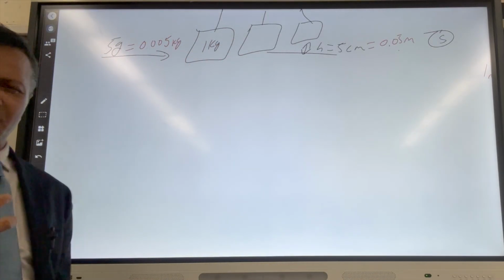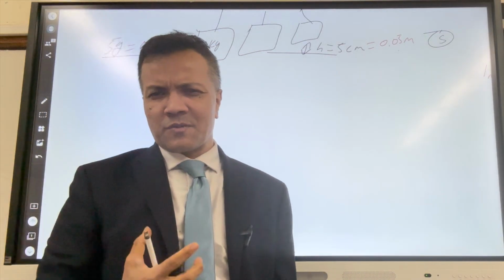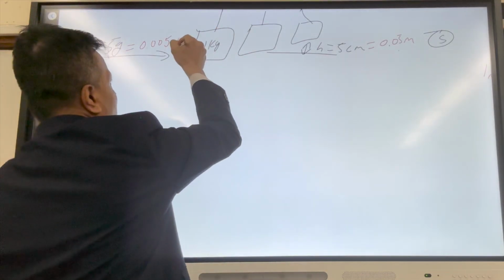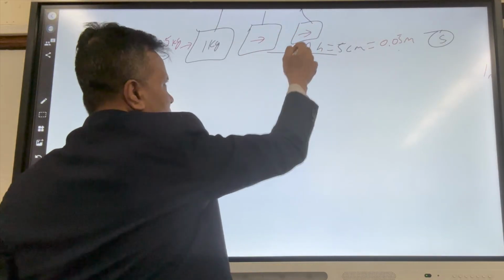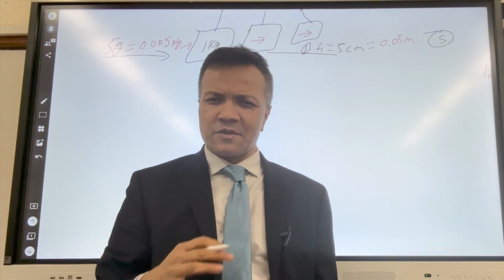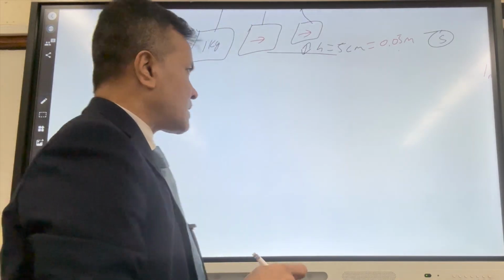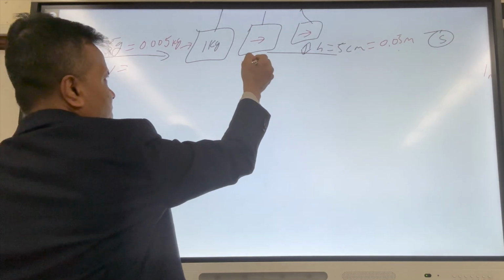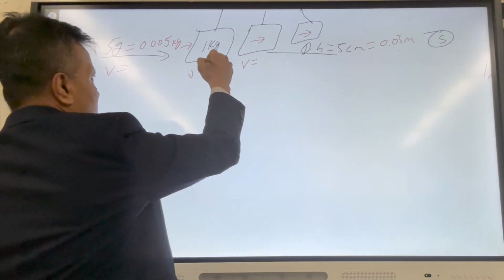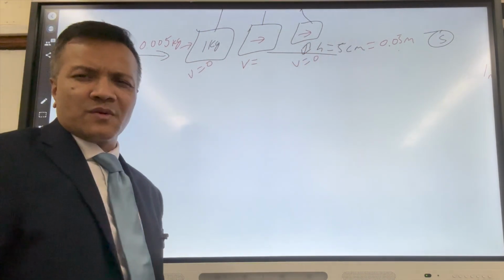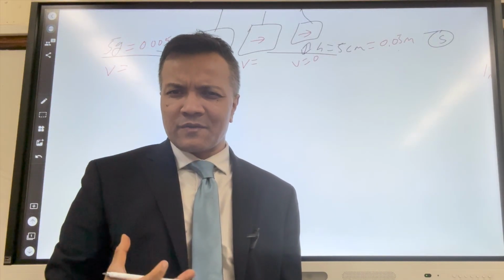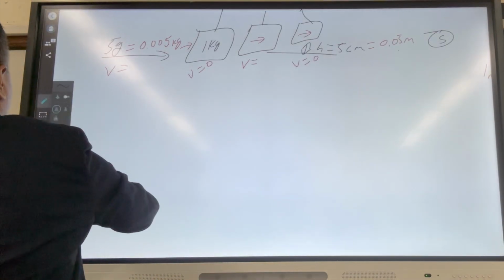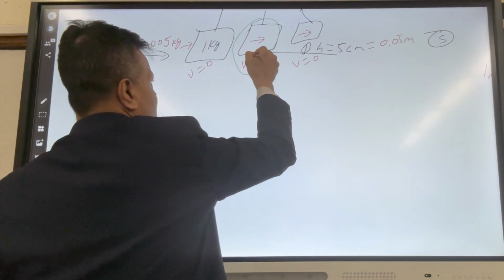How many scenarios did I give you? 4 scenarios. Out of these 4 scenarios, how many have the bullet inside the block? Only 2 scenarios. Out of these 4 scenarios, how many have a velocity more than 0? Only 2 scenarios. Velocity is 0 over here, velocity is 0 over here. Now, which scenario out of these four are we trying to find the velocity for? Scenario 3.